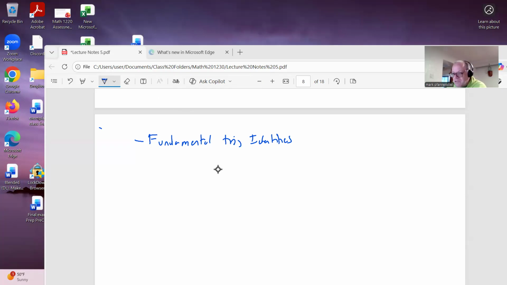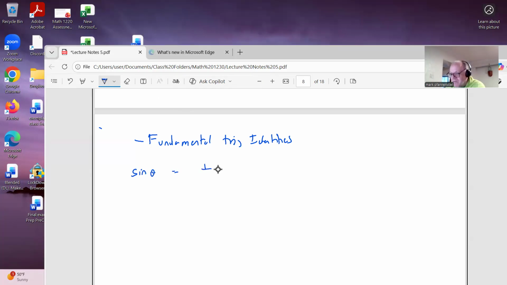You already know some because as we were going through the definition of the trigonometric ratios, you learned that sine was equal to 1 over cosecant because that was the reciprocal of sine, and secant was equal to 1 over the cosine of theta, and then the tangent was equal to 1 over cotangent of theta. These are called reciprocal identities. Okay, so that's what these are called.